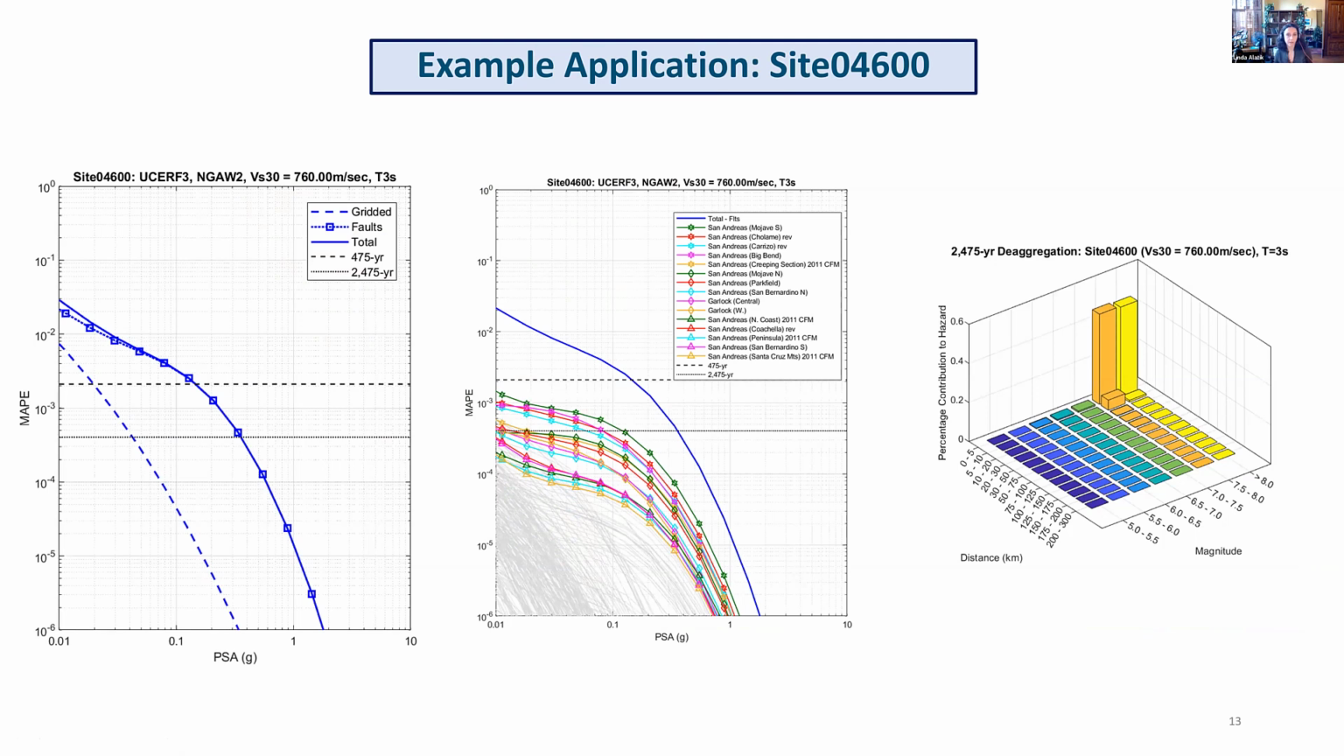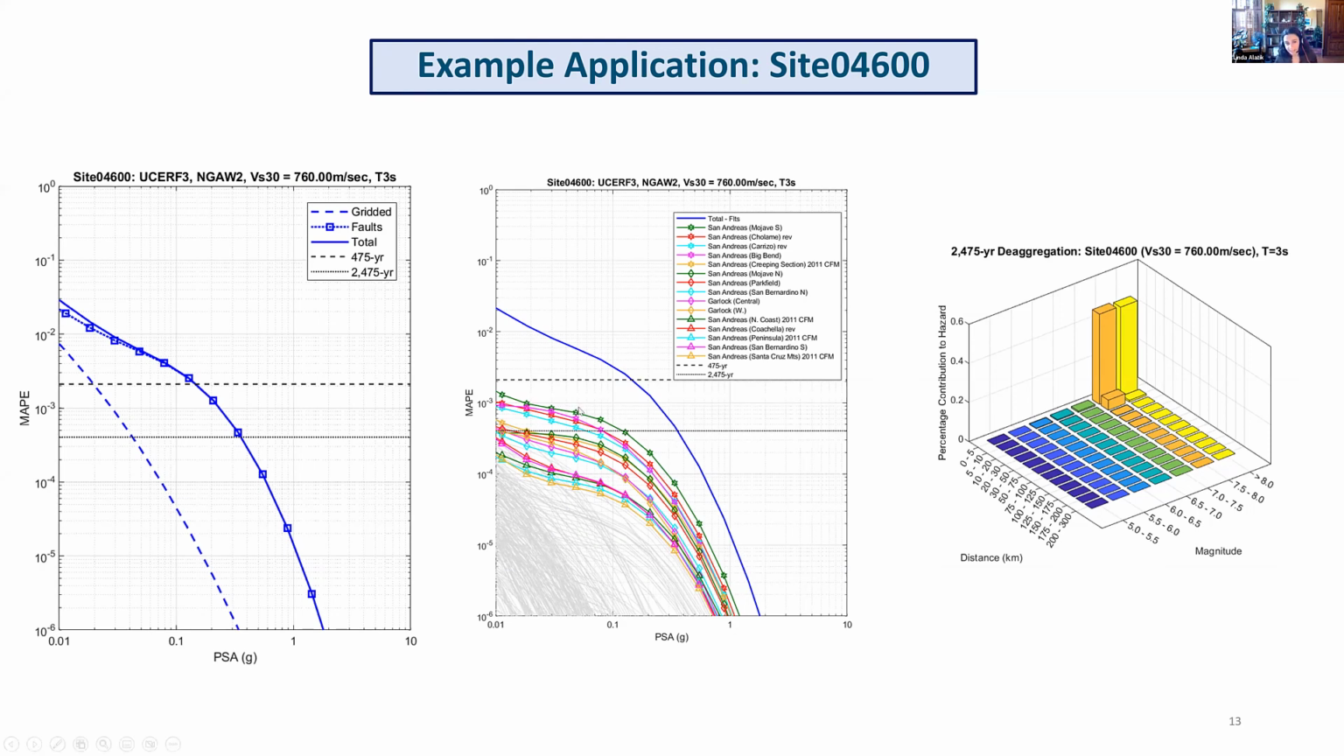So when we look at the hazards from this site, the first plot on the left is the no directivity hazard for VS30 of 760 meters per second at a period of 3 seconds, because this is relevant for directivity. We are looking at the total hazard in solid blue, the hazard from gridded seismicity in this dashed blue, and then the hazard from the fault sources in the curve with the symbols. And we can see for this site that the hazard is entirely dominated by fault sources.